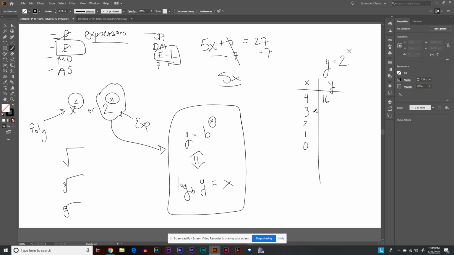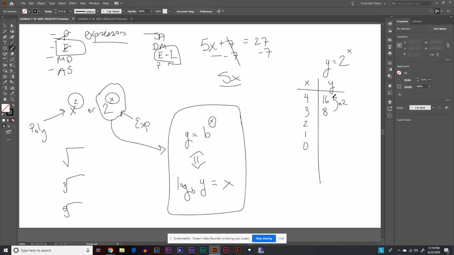What is 2 to the power of 3? Well, 2 times 2 is 4 times 2 is 8, right? The foundational pattern of exponential rules is that if I'm going up in x values by a whole number, then every time this function is being multiplied by the base. In this case, the base is 2, right?